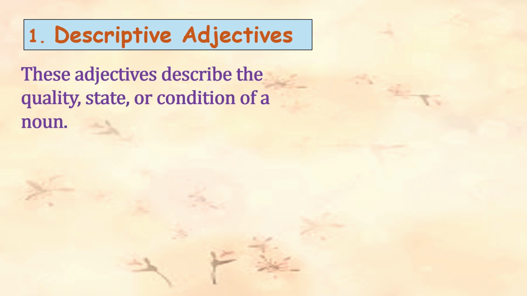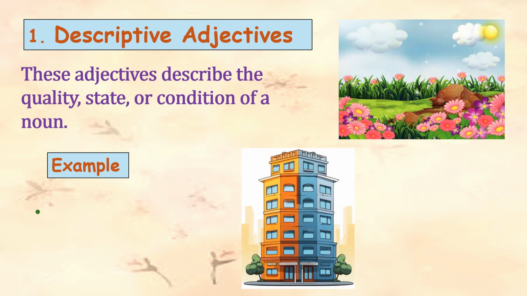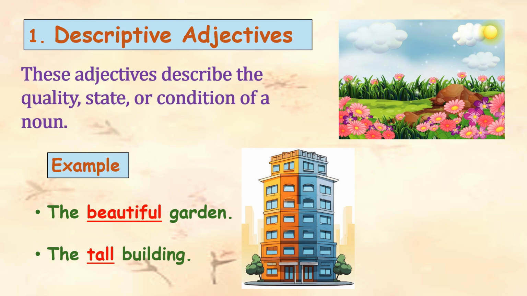Number 1, descriptive adjective. These adjectives describe the quality, state, or condition of a noun. For example, the beautiful garden, the tall building. The words beautiful and tall are describing the appearance or quality of garden and building.